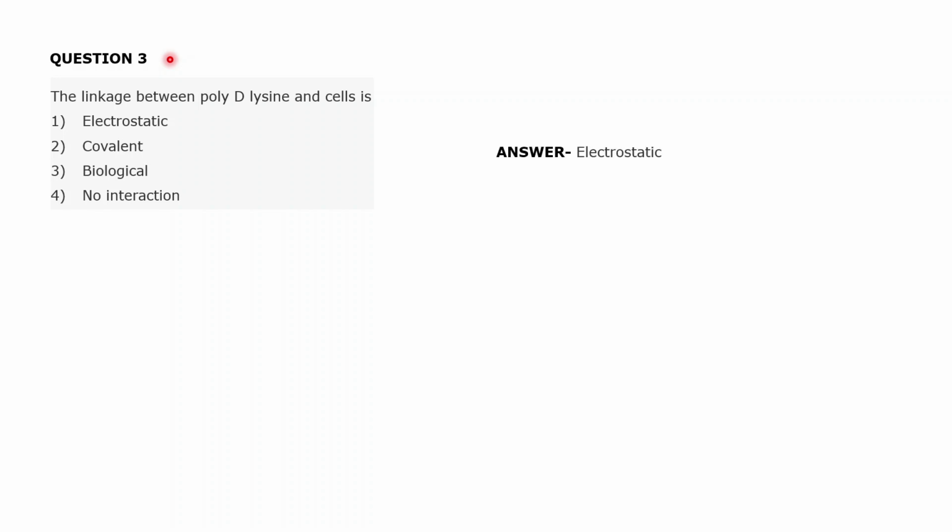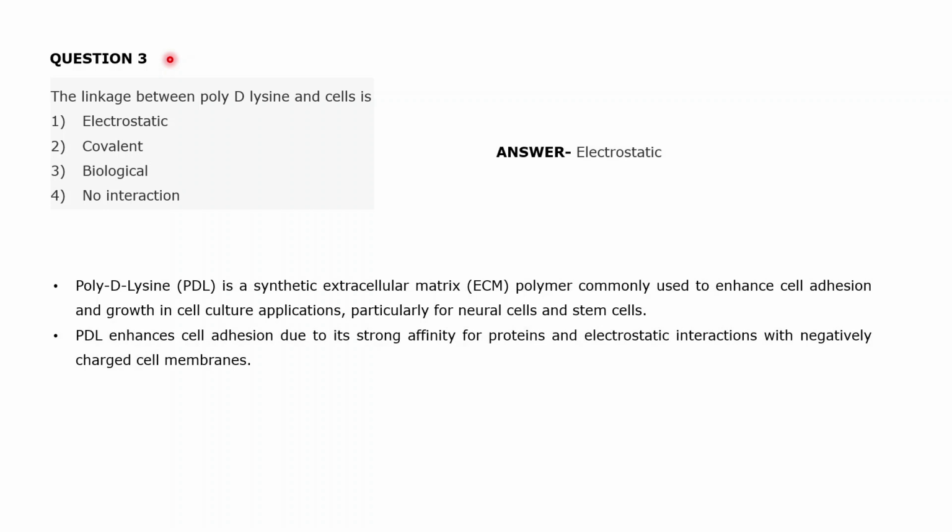Basically, if you look into the structure of a cell, you can see that there are several electrostatic interactions present within the cell membrane of the particular cell culture that you are using. So this poly-D lysine, because of the presence of the protonated form of poly-lysine, has a tendency to attach to the negatively charged molecules that are present within the cell membrane itself.